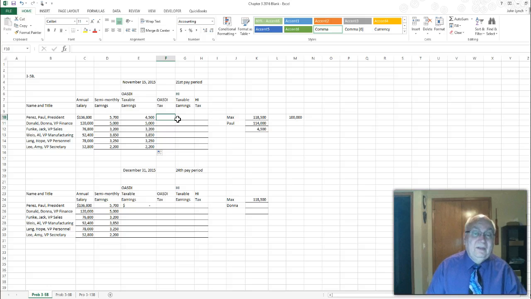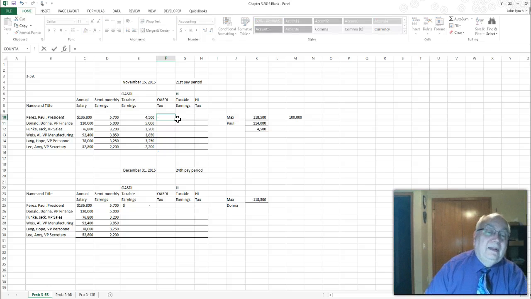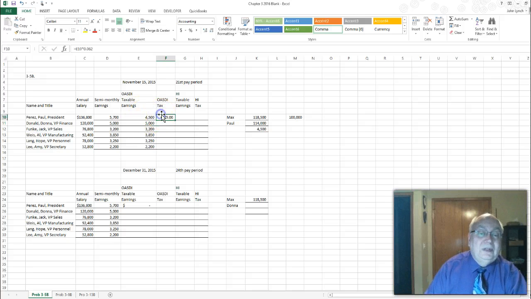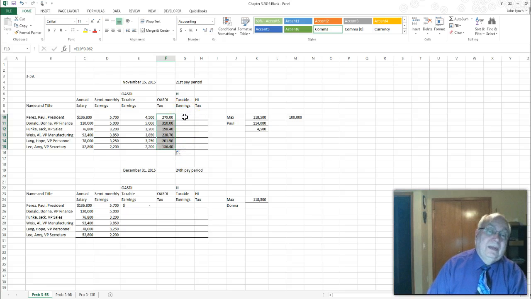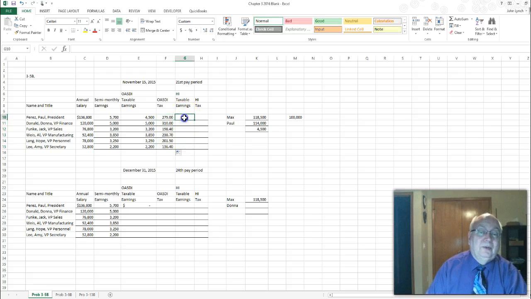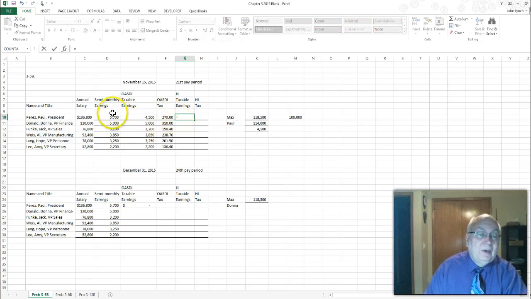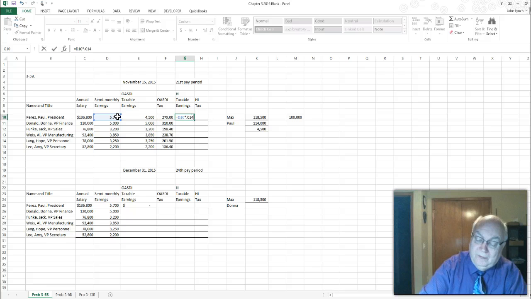Now, to calculate the tax, then, since we have the taxable earnings, we would take the 4,500 times 0.062, and that gives you the 279, and then you copy that down, and that'll be the rest of it. Everybody else, take all those numbers times 6.2%. Now, for the HI part, or the Medicare, there's no cap on that one, so that's the entire 5,700 times 0.0145.